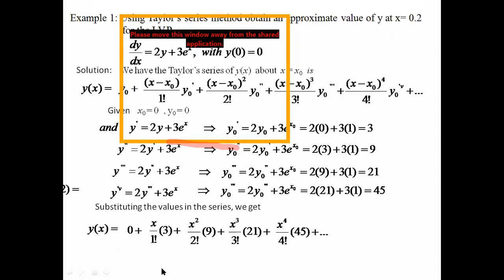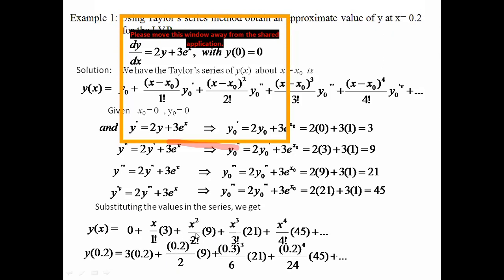So y of 0.2 is equal to, put x is 0.2, it's 0.2 by 1 factorial, substitute in every term, replace x by 0.2. And on simplification, see what the answer is. Using a calculator, we can simplify this.